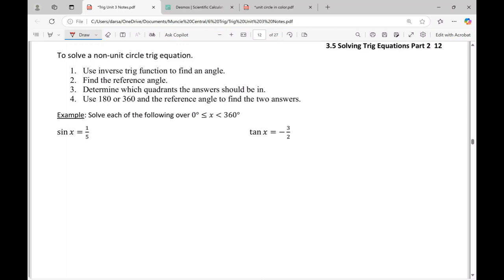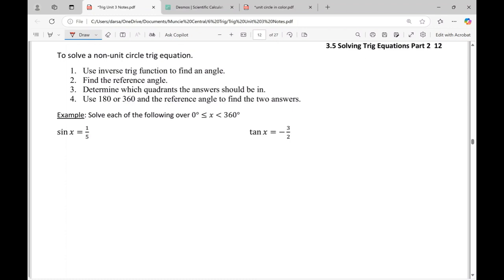These are the steps to solve a trigonometric equation between 0 and 360 degrees. So we're going to be in degree mode when we are not looking at a sine or a cosine or a tangent that is on the unit circle. So you're going to use the inverse trig function to find an angle that goes with your sine or tangent or cosine. You're going to find the reference angle given that inverse trigonometric function. You're going to determine what quadrants your answers should be in and how many there should be. And then you're going to use 180 or 360 and the reference angle to find the actual angle answers that you're looking for.